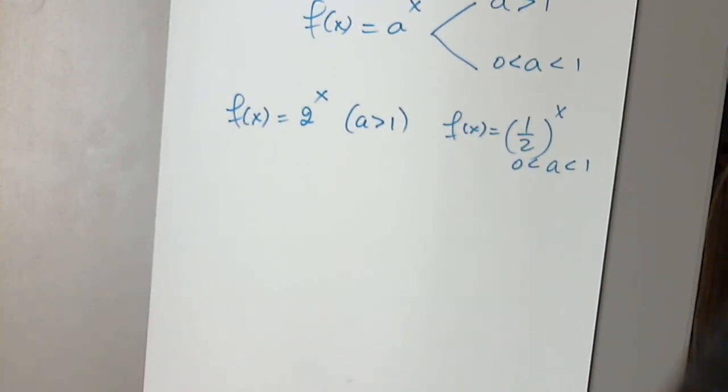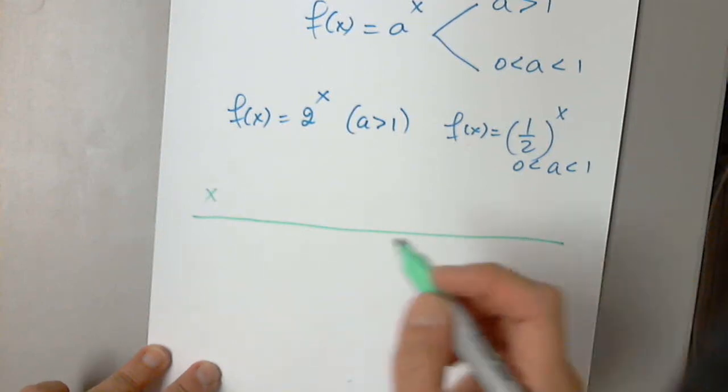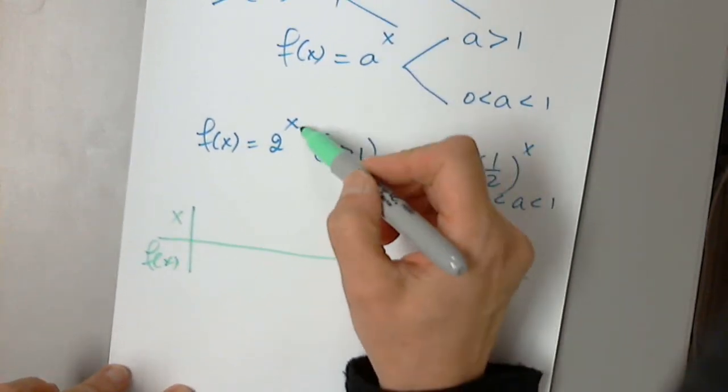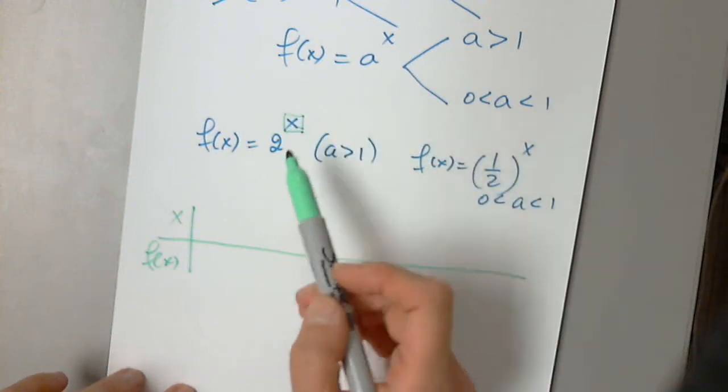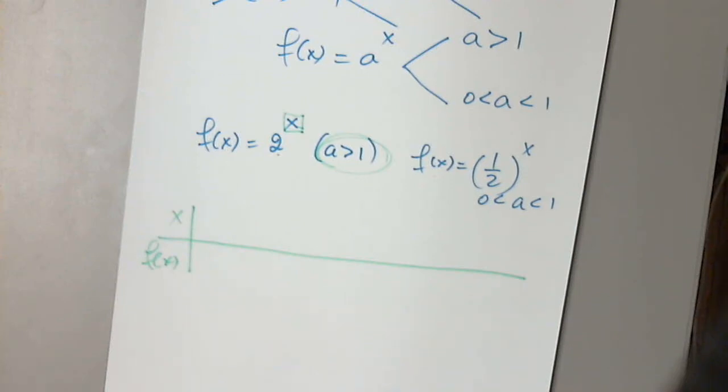Same idea. Okay, so let's first identify the domain of an exponential function. Notice when I'm talking about the domain, I'm talking about x. When we talk about the base, it's a different story. We're not talking about the base now. We're talking about the domain of this function. So what do you think?